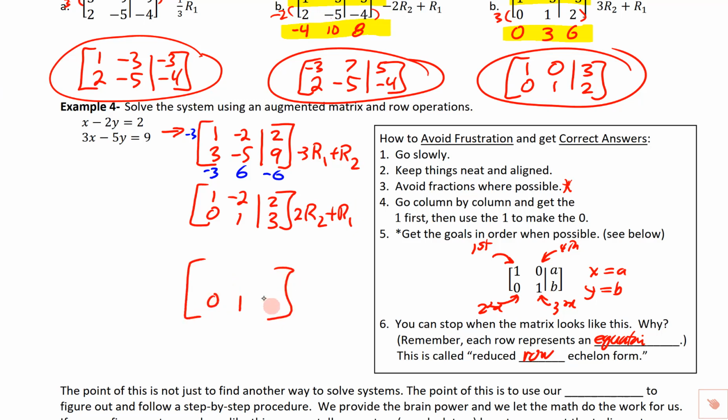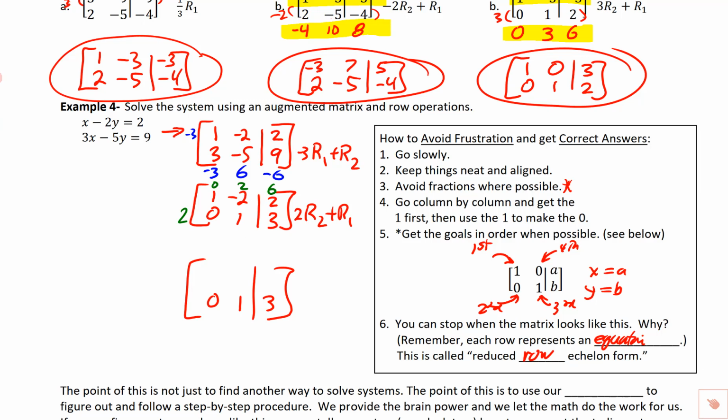So 0, 1, and 3, that part's taken care of. We're not going to mess with that. Now I'm going to change colors again. I'm going to do this one in green. We're going to take row 2 and we're going to multiply it by 2. So this is going to be 0, this is going to be 2, and this is going to be 6.